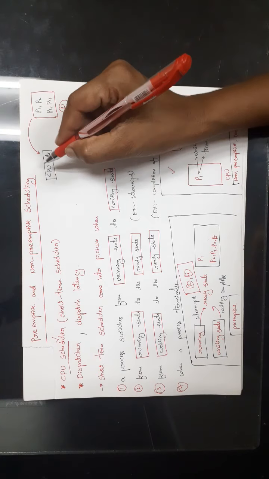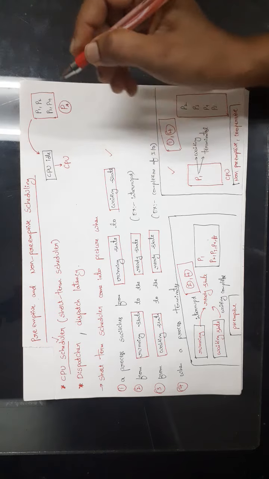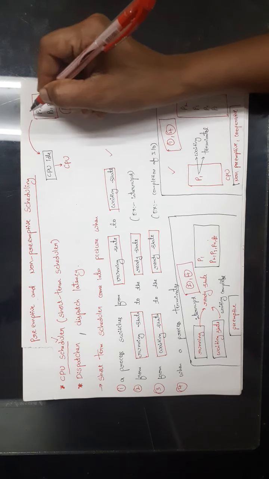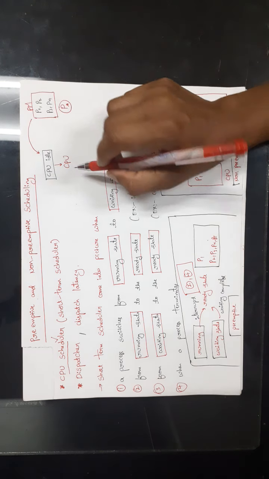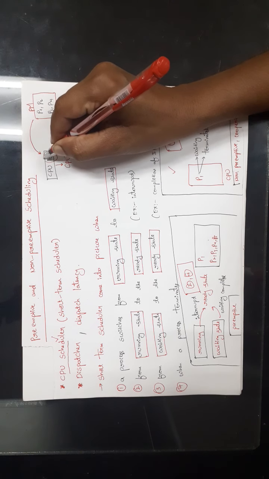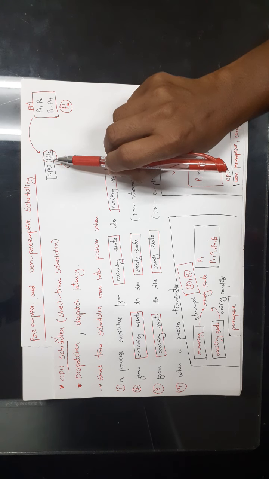Let us assume that this is the CPU, and these are the processes in the primary memory. So this is the primary memory. We have some processes in the primary memory, and this is the CPU. Let us assume that now the CPU is idle. If the CPU is idle, then the operating system should load.